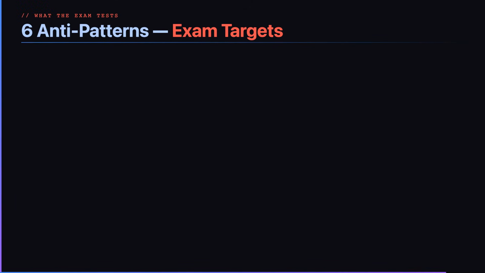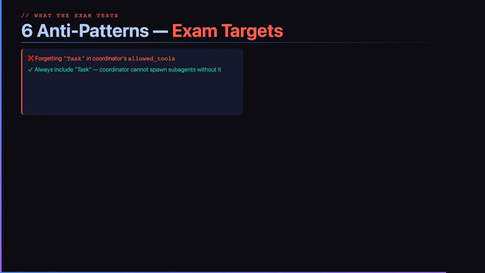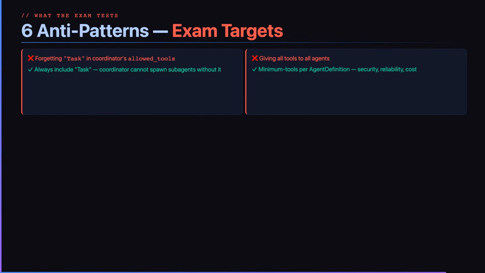Let's run through the 6 anti-patterns the exam specifically tests. Each one is something developers do wrong in real code. Anti-pattern 1. Forgetting task in the coordinator's allowed_tools. The fix is simple, always include it. But forgetting it means the coordinator can never spawn subagents at all. Anti-pattern 2. Giving all agents all tools. The right move is minimum tools per agent. Every extra tool is a security risk and a token cost.